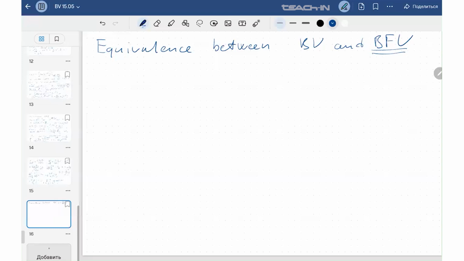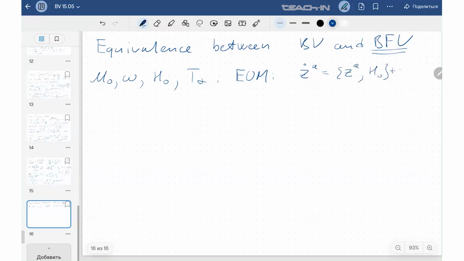So suppose we have a first-class constraint system with a phase space M0, and we have a symplectic structure, we have a Hamiltonian, we have constraints T alpha. And you remember that equations of motion read like this: z dot a equals {z a, h naught} plus {z a, T alpha} lambda alpha, and T alpha equals 0. And lambda alpha are our Lagrange multipliers.